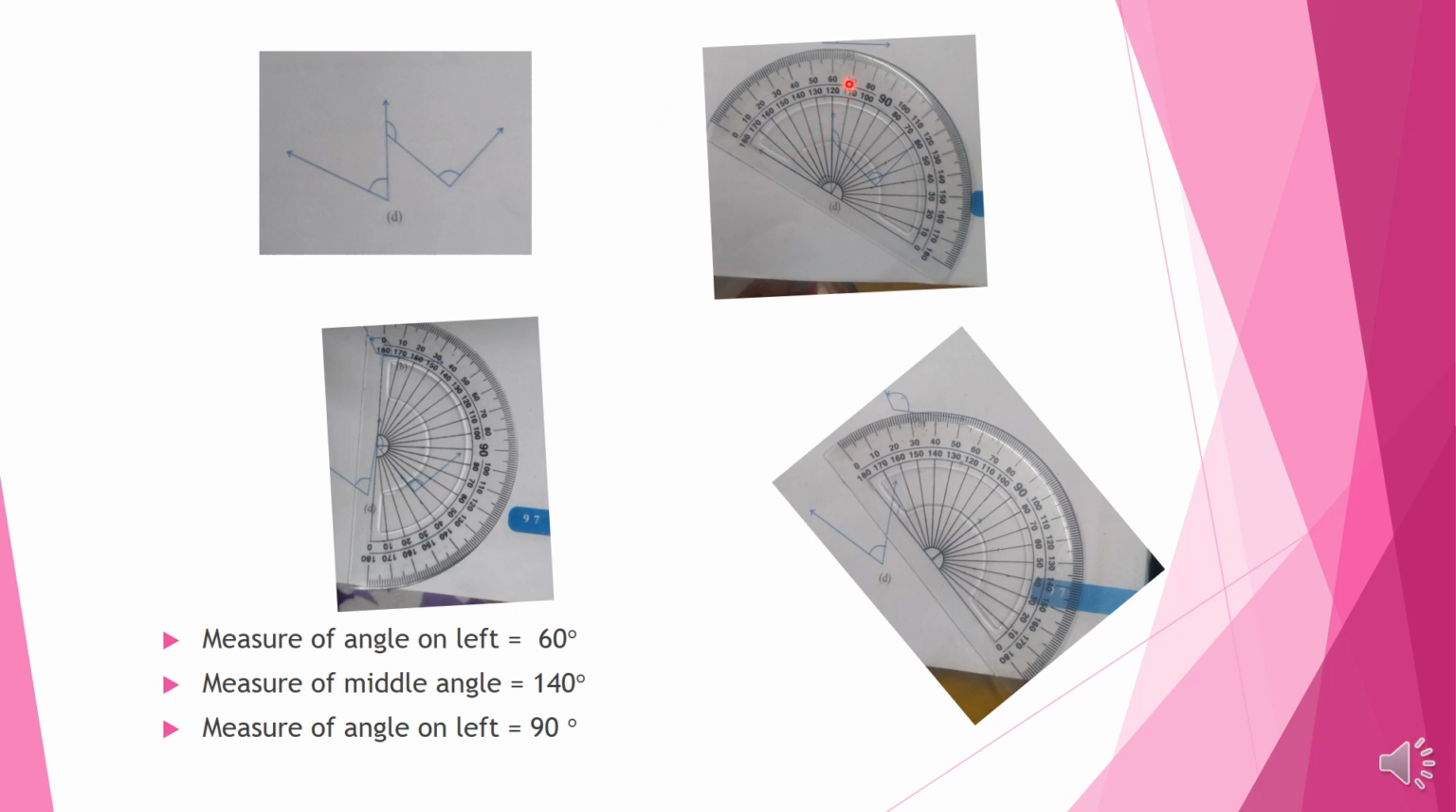So correctly you have to see where 0 is. Okay, 0 is on the upper scale. So you have to see the upper scale. And here the second arm is coming at 60. Okay children. So the measure of the angle on the left side of the figure, I have written here: it is equal to 60 degrees.